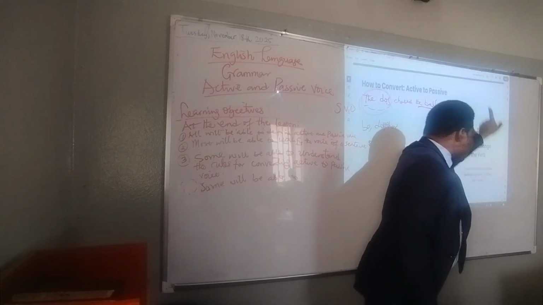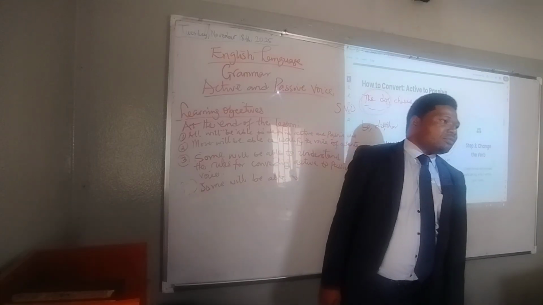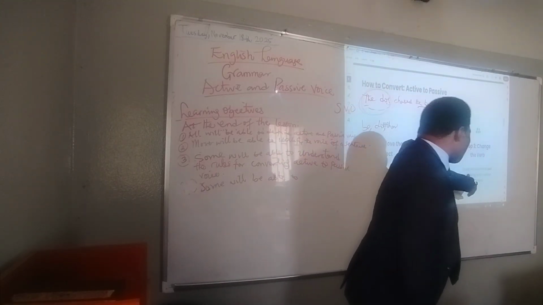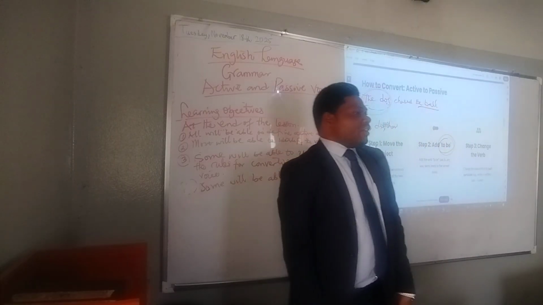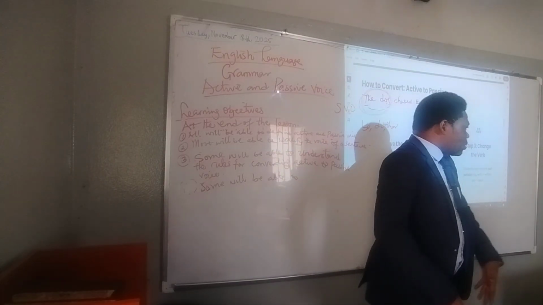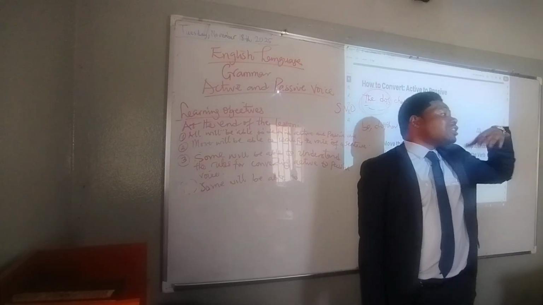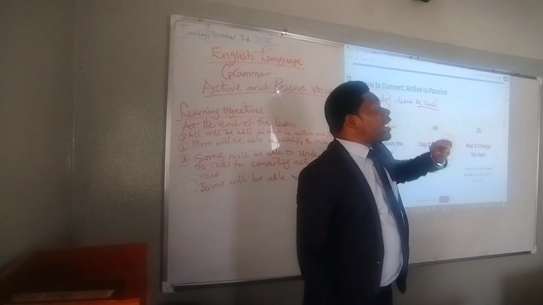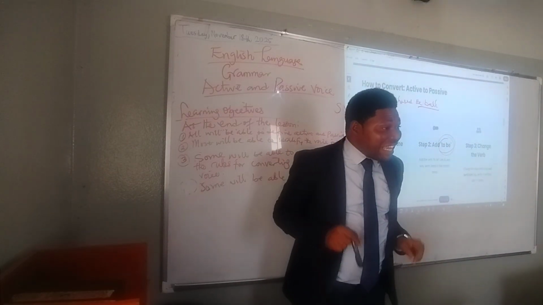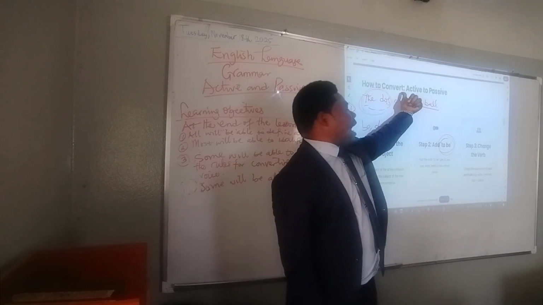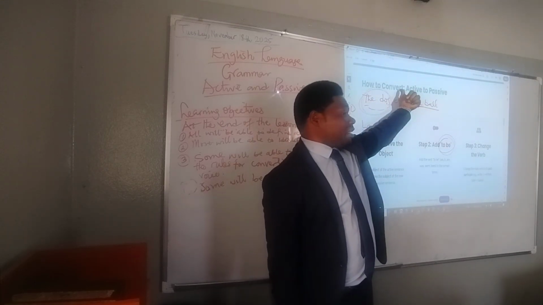Now the last step is change the main verb. Change the main verb to its past participle. If it was present tense, to past. If it was past, to participle. If it was participle, to past perfect, until you get to the end of the verb. But you can't allow the verb to be retained in the state where it was at the time the voice was active.